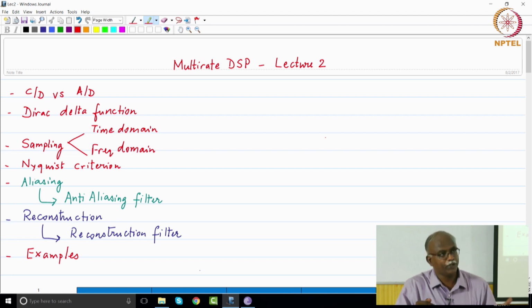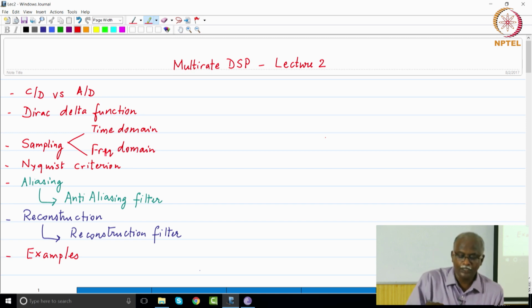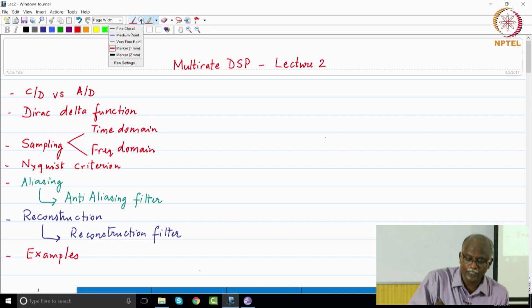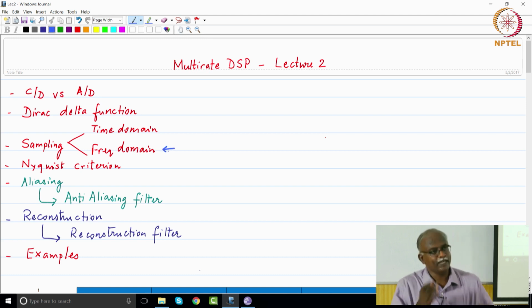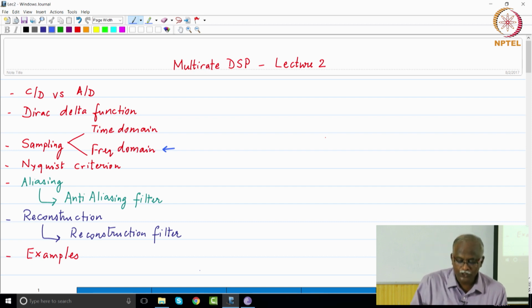We are going to be going back and forth from the analog domain, the continuous time domain, to the discrete time domain. Sampling, our discussion in today's class is going to focus primarily on the frequency domain. We already looked at time domain sampling, which is uniform sampling. And we will also see how the Nyquist criterion comes from the frequency domain interpretation as well. So, that is another part of today's discussion.